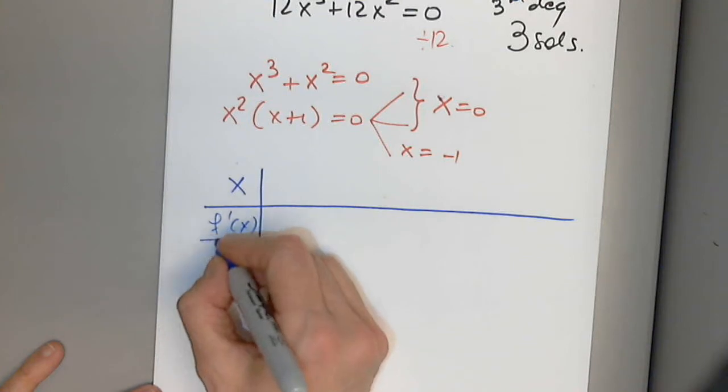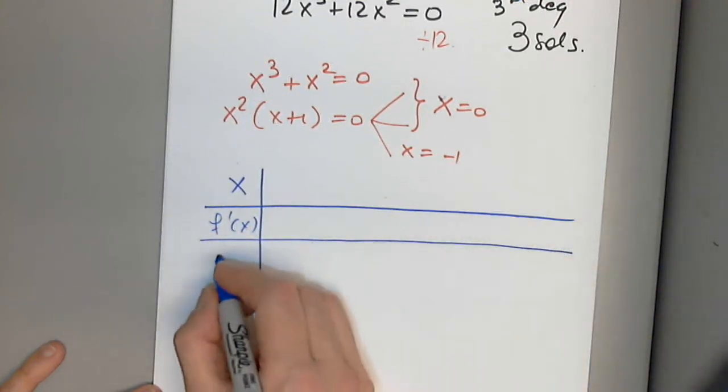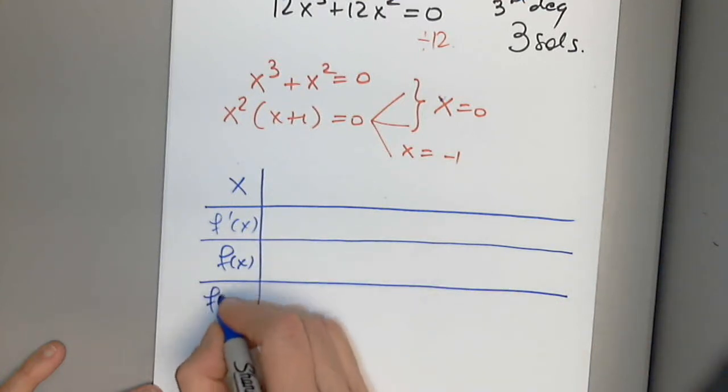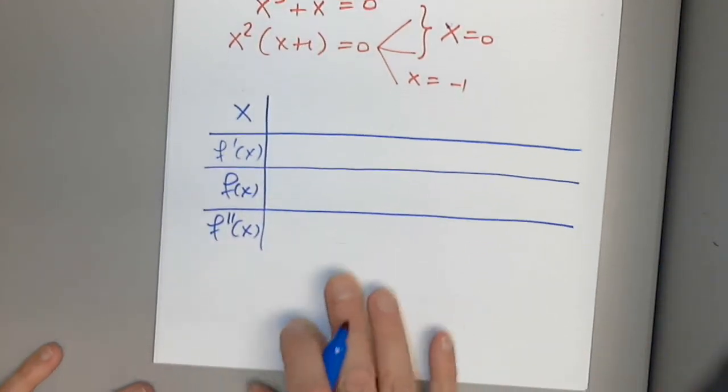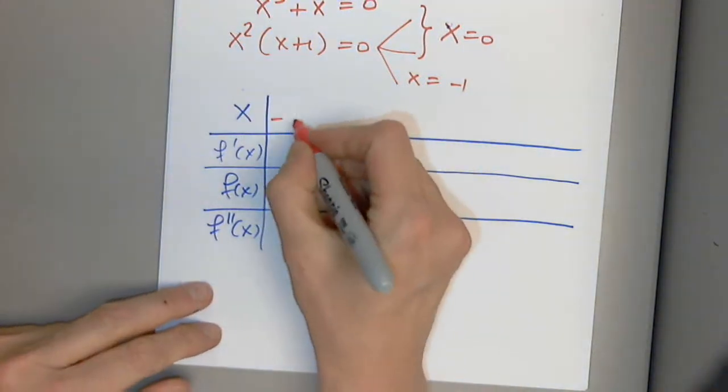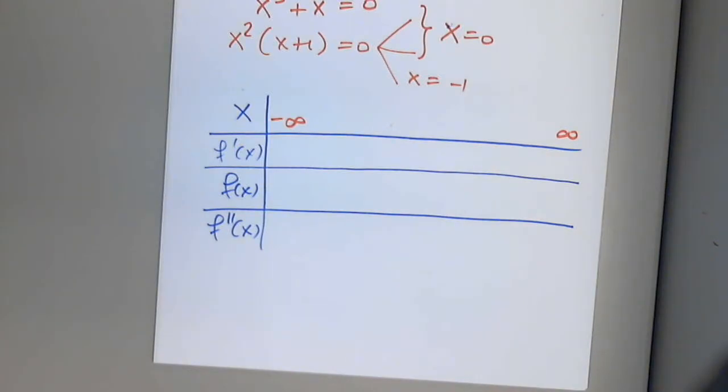And now we are going to have a complete table. Up until now, we did not have a complete table. Now we have a complete table. Here's what I mean by a complete table. X values, first derivative, the function in the middle, and the second derivative as the last row. Ready? We already established the domain is negative infinity to infinity.